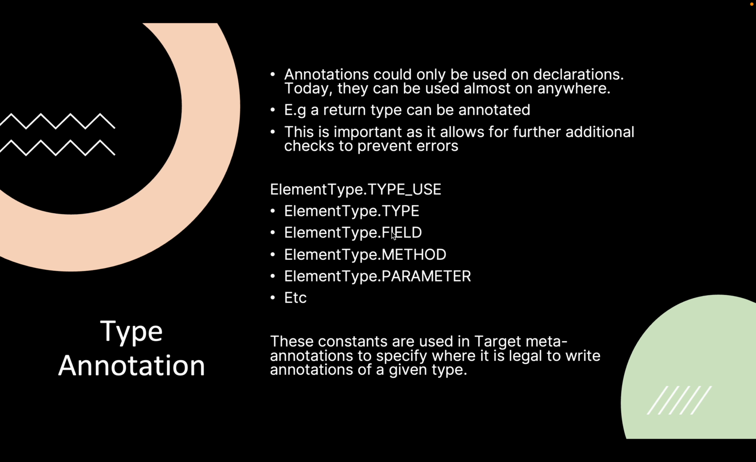And why is this important? This is important because it allows for additional checks to prevent some errors. So if you want to specify where an annotation can be applied, inside @Target you use the ElementType and then you specify the type use. Is it on the type, on a field, on a method, parameter, etc. These constants are used in the @Target meta-annotation to specify where it is legal to write annotations of a given type.